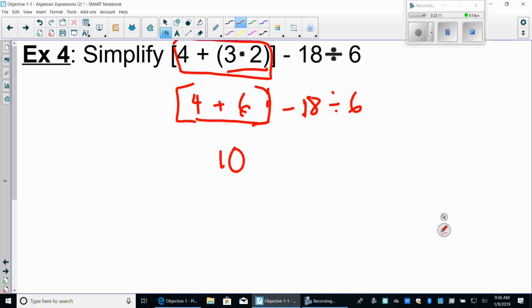And again, once you're done with the parentheses, where can the parentheses go? In the trash. Yeah, you can throw them away. Okay? Minus 18 divided by 6. Do we subtract first or do we divide first? We're going to divide first. And so that will be 3, and you get 7. Okay? One step at a time. That's how it works. Okay? All right.